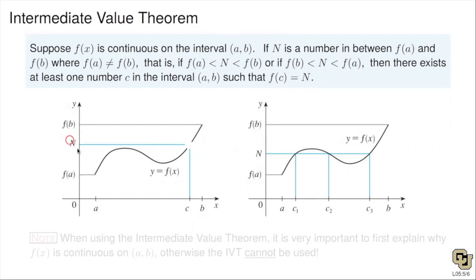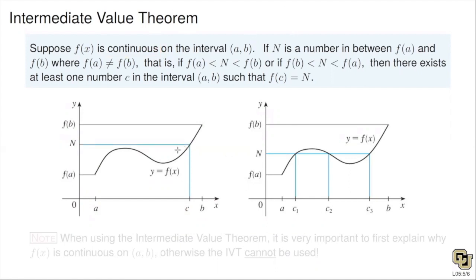Here, n is still a number in between, but I cannot find a number c that's in the interval. So here, there's no function value, so this doesn't work. I'd never get to c. And why doesn't this work? Because here we took out the requirement that the function be continuous. And here, when I put a hole in the graph, the function is no longer continuous.